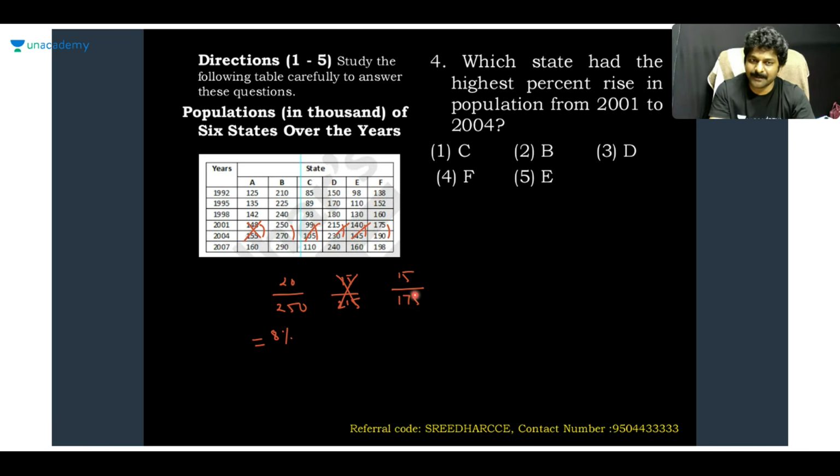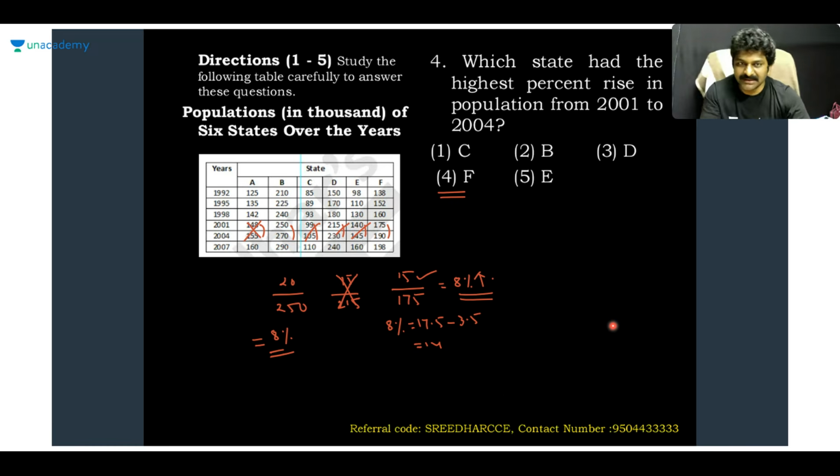From 175. Now, with respect to the denominator, if you calculate 8%, 10% is 17.5. From this, we need to subtract 2%. 1% is 1.75. 2% is 3.5, that is approximately 4. But in the numerator, you have more than 14. So this value is more than 8%. In 2000, for state B, it is exactly 8%. But for F, it is more than 8%. The answer is the fourth option, F. The answer is F.